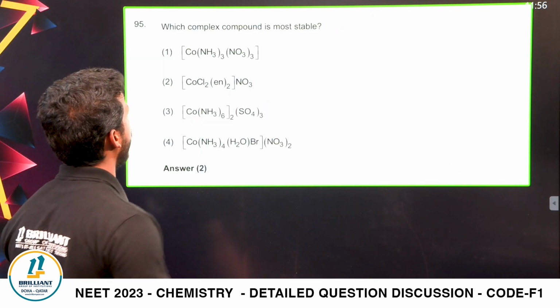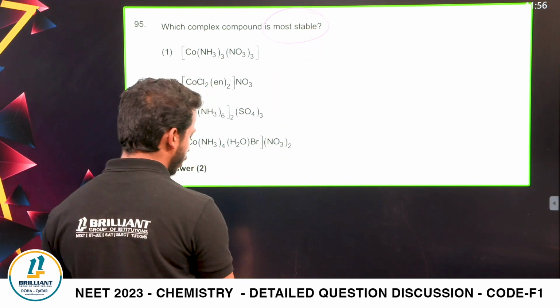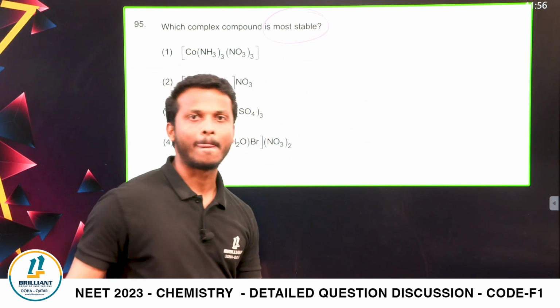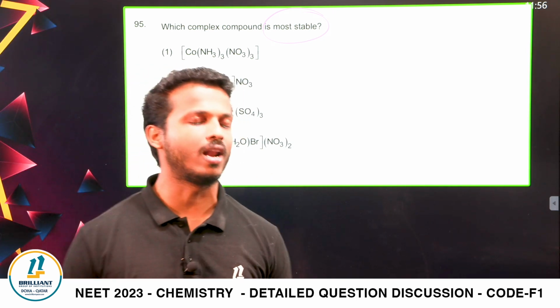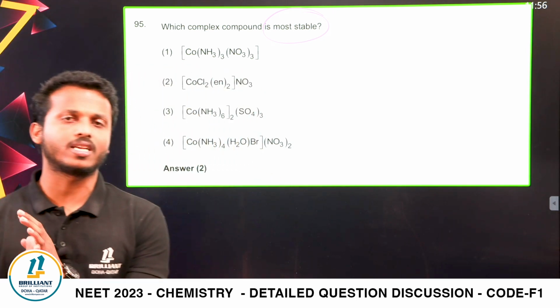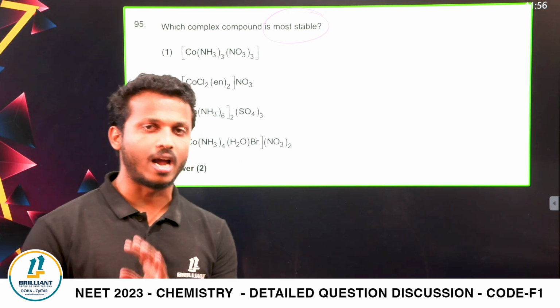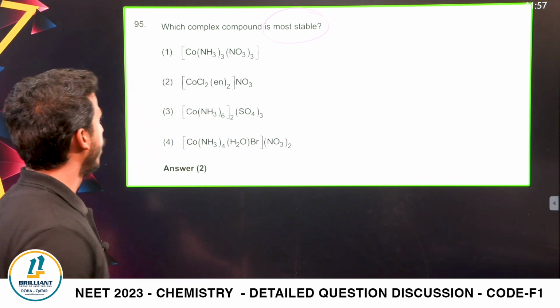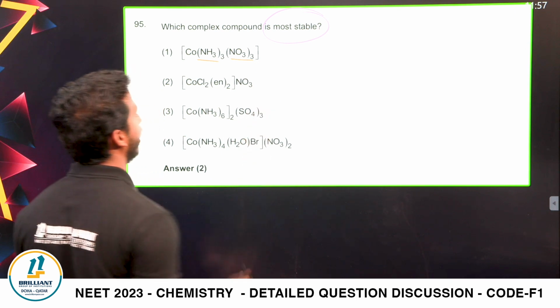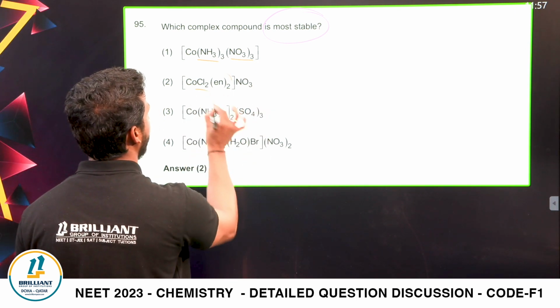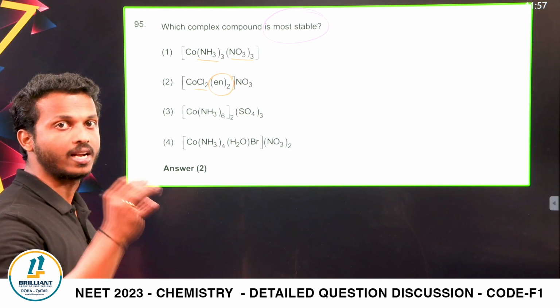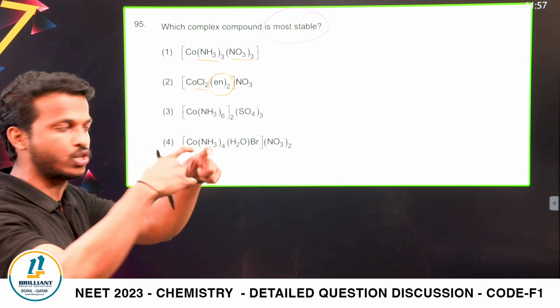Which complex compound is most stable? From the chapter coordination complex, again, dear all, the stability question is a repeated one, you know very well. Complex stability increases if there is a chelating ligand present, either bidentate or polydentate. This contains all monodentate ligands. Amine and nitrate are monodentate ligands. Chlorine is monodentate, but en is a bidentate ligand. It can form a chelation ring structure.